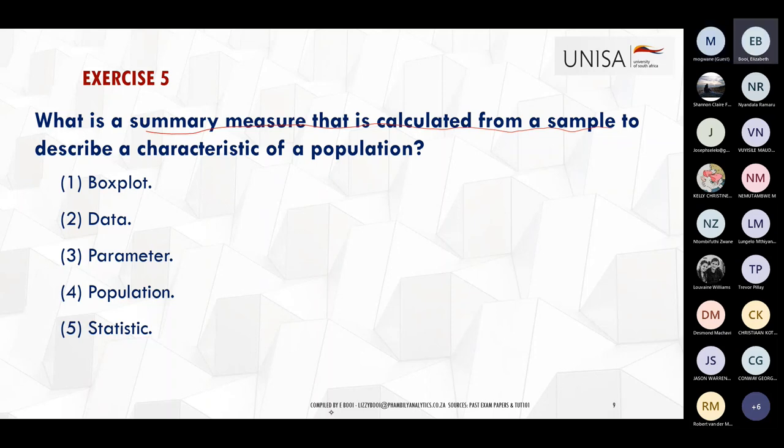It's number five. That is correct, because a box plot is a graph that represents your quartiles. Data is just a sample unit. It's the value that you will use to summarize the data. A parameter is a measure that comes from a population, and a population is your set of all elements. The only correct answer here is a statistic, because a measure that gets calculated from a sample is a statistic.